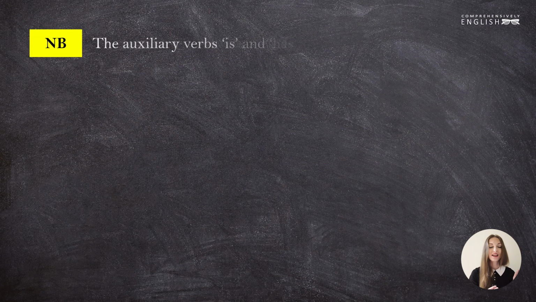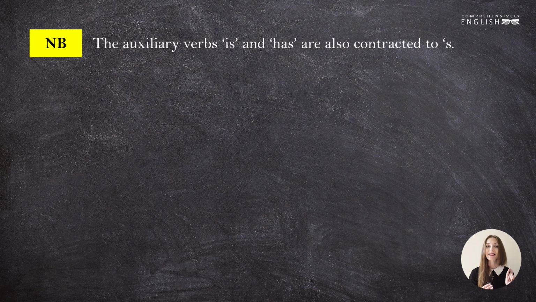Mind that the auxiliary verbs is and has are also contracted to the apostrophe S. If you only start learning the English language, this may pose a problem to you because at the beginning you will have to think what form you're dealing with. Let me demonstrate that with some examples.